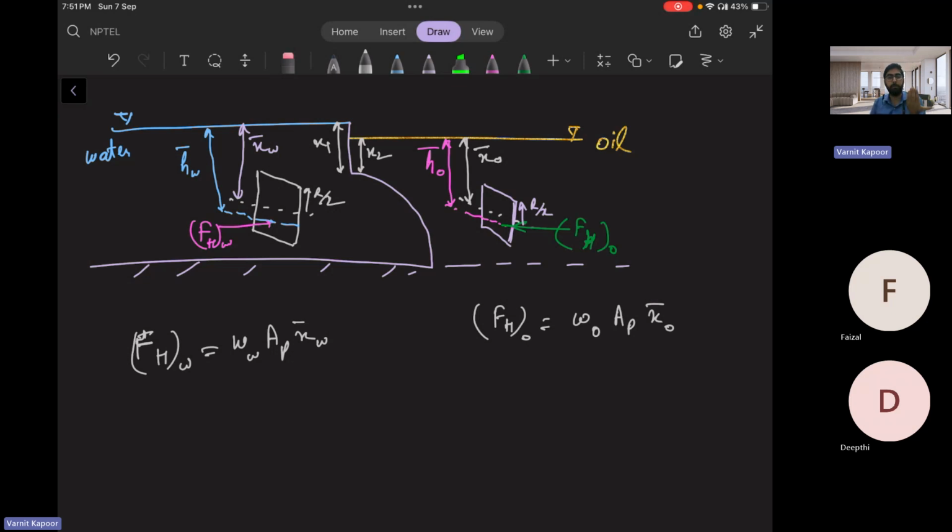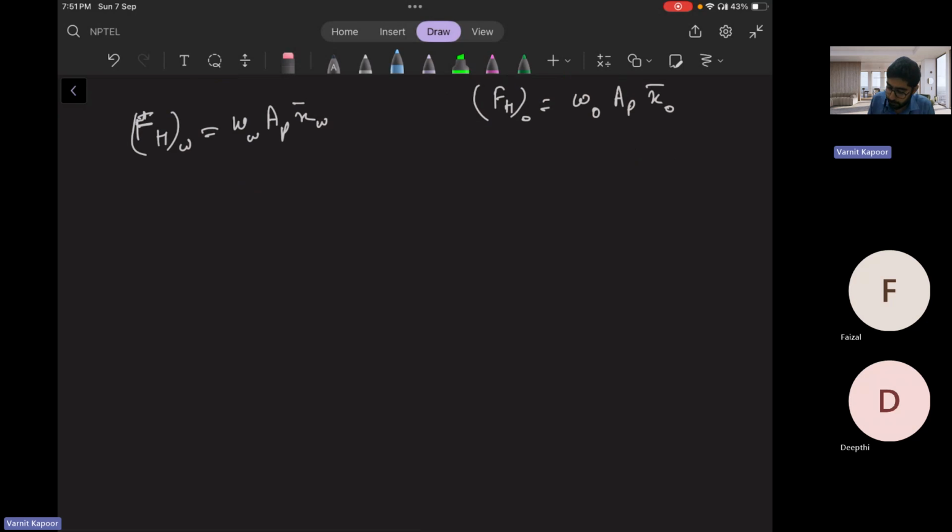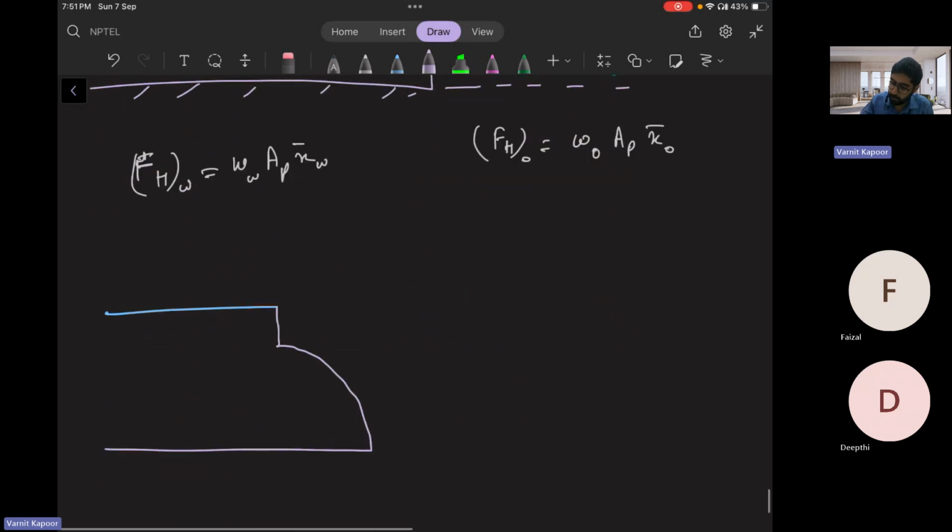Again, you need to calculate the vertical component. So for the oil, you have to draw the equivalent column above. Suppose for the water side, your column is somewhat like this. Okay. So you have to draw an imaginary liquid column.